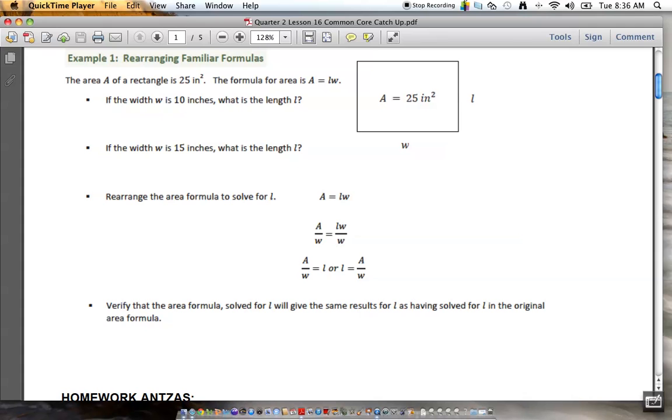rearranging formulas. Okay? If the width is 10 inches, what's the length? Should be pretty easy. 2.5, right? Because if it says here the width is 10 inches, then 10 times 2.5 is 25. Agree? Okay, if the width is 15 inches, what's the length? Well, it's going to be 25 over 15, which is 5 over 3.